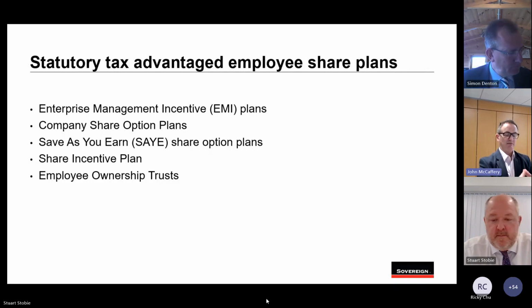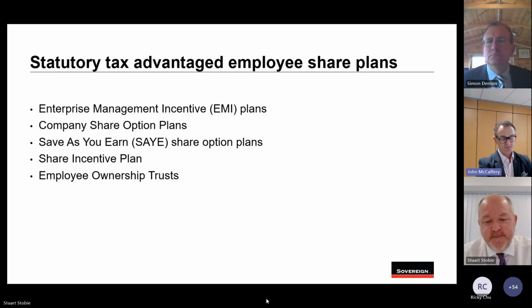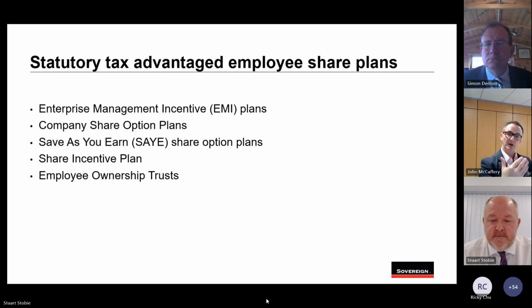The question then is, where does the cash come from? And there are a couple of ways. One, the trust can borrow, but then the trust has got to be able to fund the repayments. The second, or the most usual place it comes from, is actually the company that is being purchased.